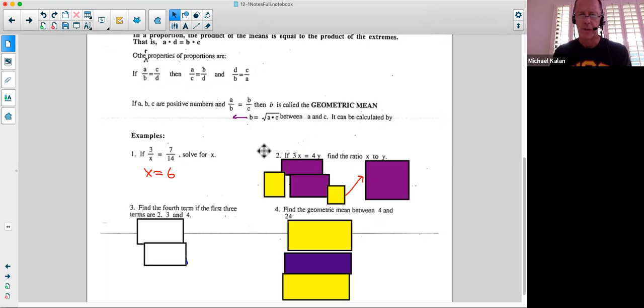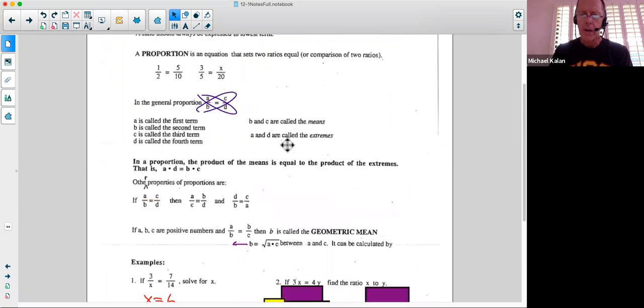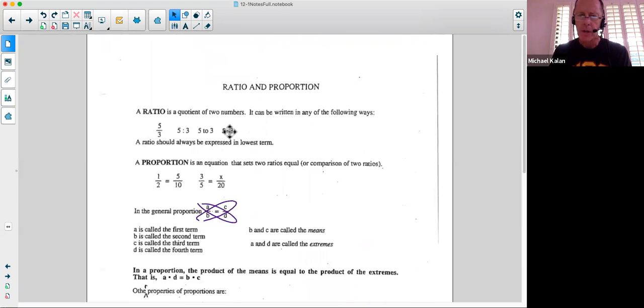Okay, let's look at number 2. It says if 3x equals 4y, find the ratio of x to y. Does that say to solve for x? No. Does it say to solve for y? No. It says find the ratio. What's the ratio of x to y? How could you write that? Oh yeah, all these ways up here, including this one.